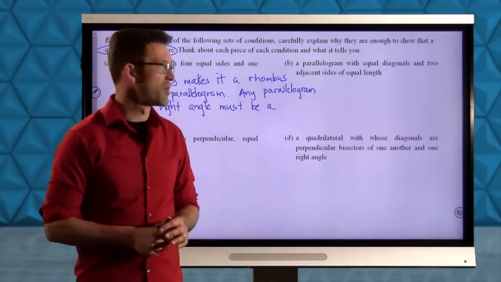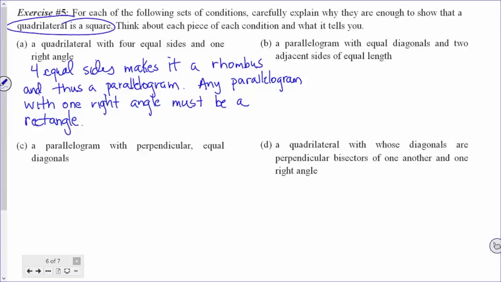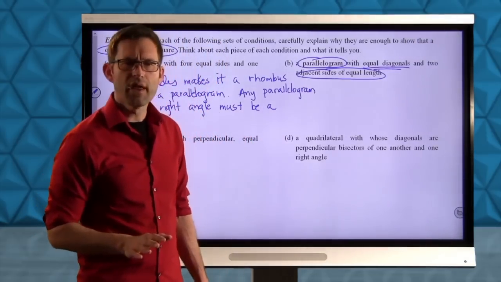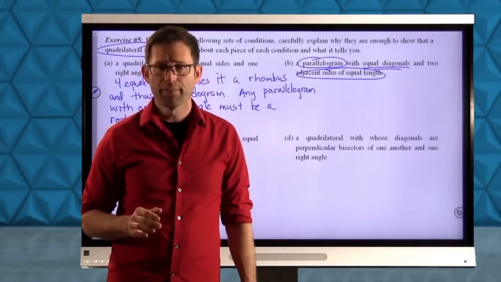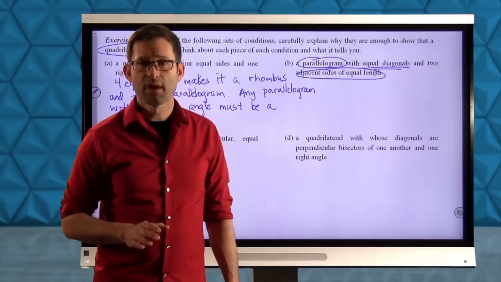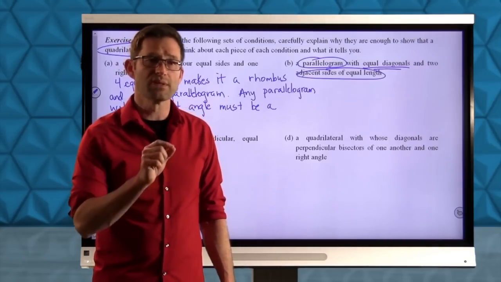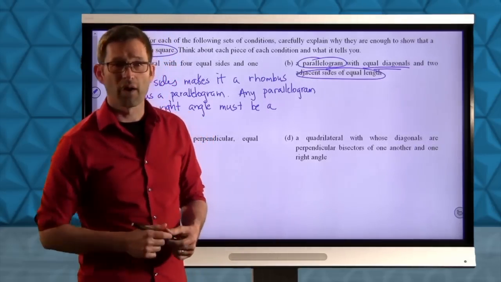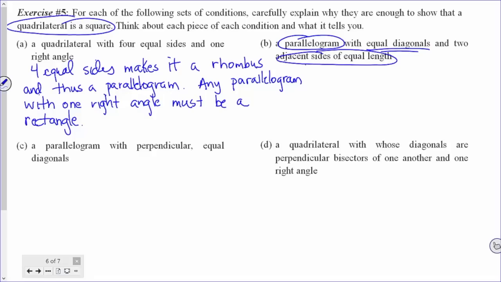All right, let's go through them. Letter B, a parallelogram, so we're starting off by knowing it's a parallelogram, with equal diagonals and two adjacent sides of equal length. All right, so this is enough. If I tell you you have a parallelogram that has equal diagonals and two adjacent sides, adjacent means touching sides, of equal length, then I know I have a square. So why is that?